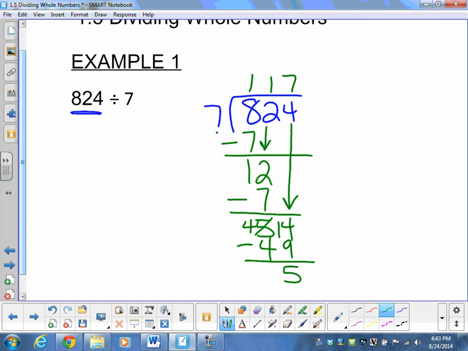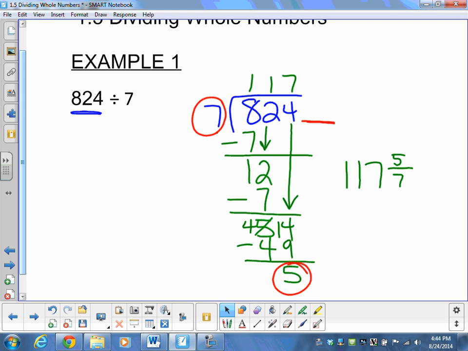A remainder of 5. I know it's my remainder and that I should not continue on because there are no numbers left to bring down. So the way we're going to write our final answer is we're going to take the number from the top, 117, and then make a fraction with the remainder and the number we divided by. So our final answer is 117 and 5/7.